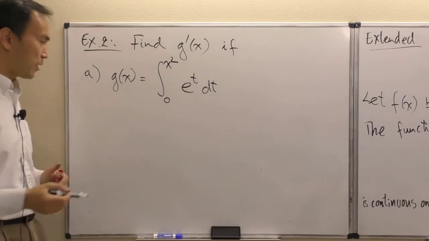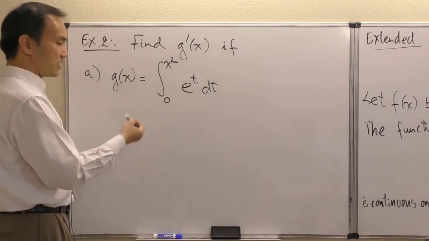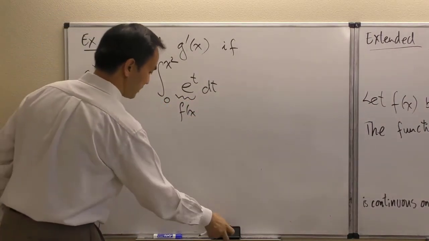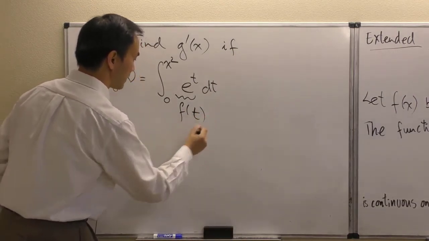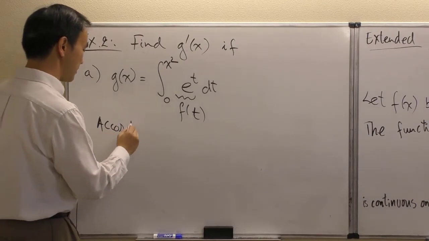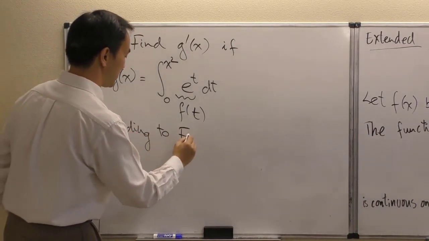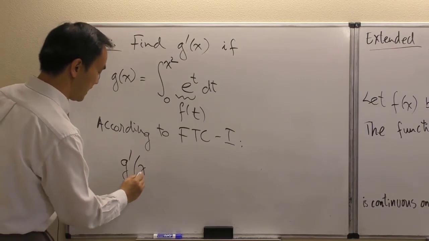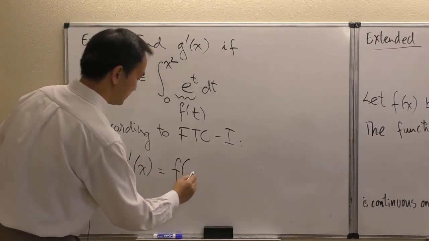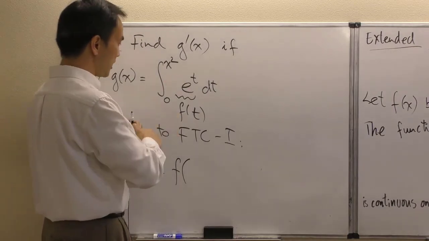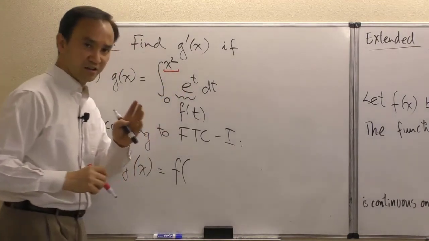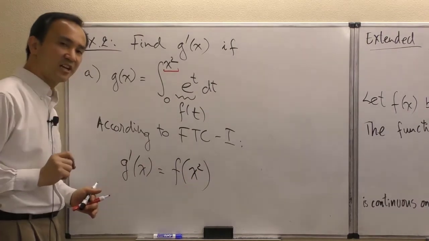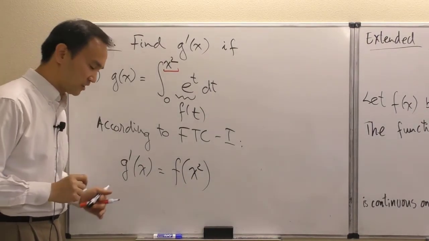According to the extended Fundamental Theorem of Calculus, part 1, let's call the integrand f of t. In my worded statement, I tend to write: according to the Fundamental Theorem of Calculus, the first part, the extended version, we know that g prime of x has to be f of, and I can highlight it for you, it's no longer just a single variable x. It's now an expression of x. So I'm going to take that whole x squared and put it inside my f function. That's what the extended version of the FTC, the first part, is trying to point out.